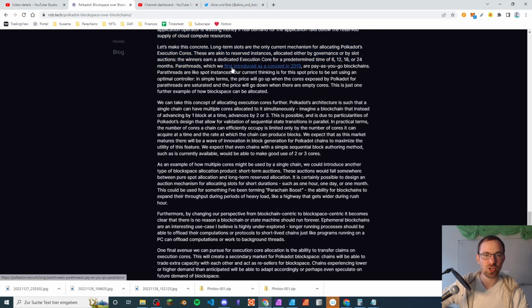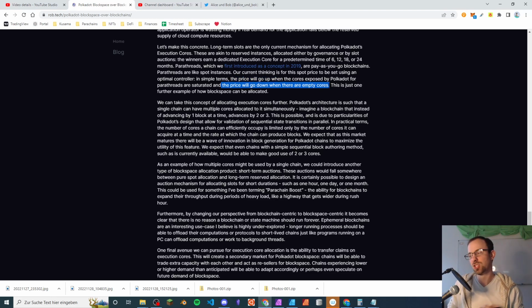Parathreads, which we first introduced as a concept in 2019, are pay-as-you-go blockchains. So it's sort of similar to spot instances. Parathreads are like spot instances. Our current thinking is for this spot price to be set using an optimal controller. In simple terms, the price will go up when the cores exposed by Polkadot for parathreads are saturated, and the price will go down when there are empty cores. So some cores will be reserved for spot buying of block space, and the price will be determined by how much in demand they are. This is just one further example of how block space can be allocated.